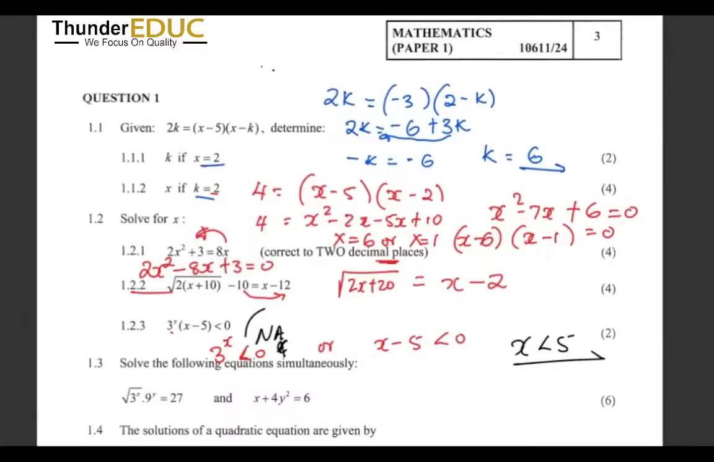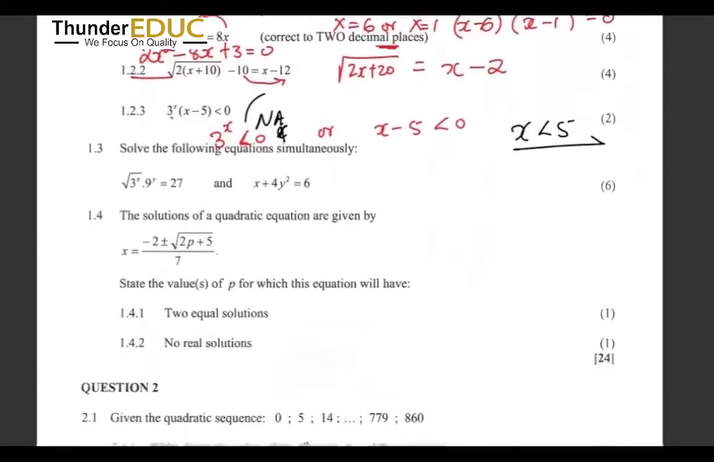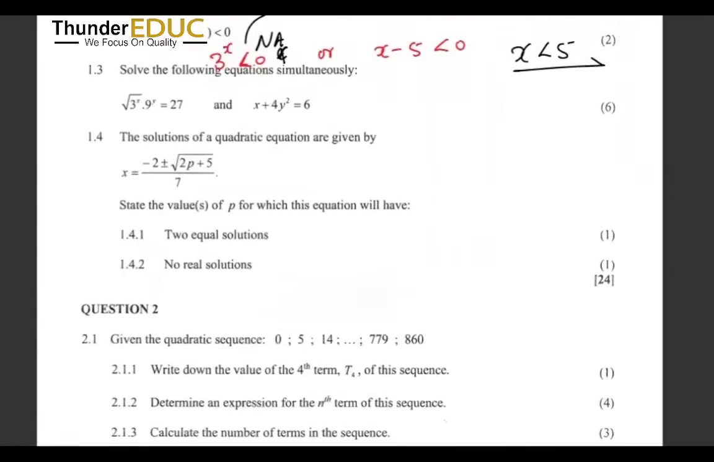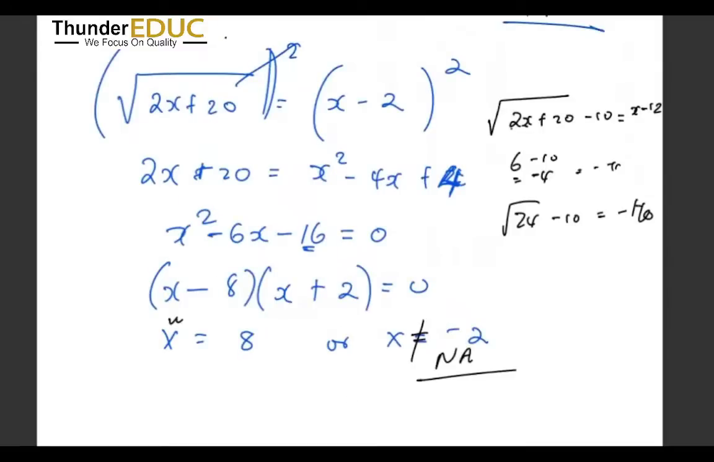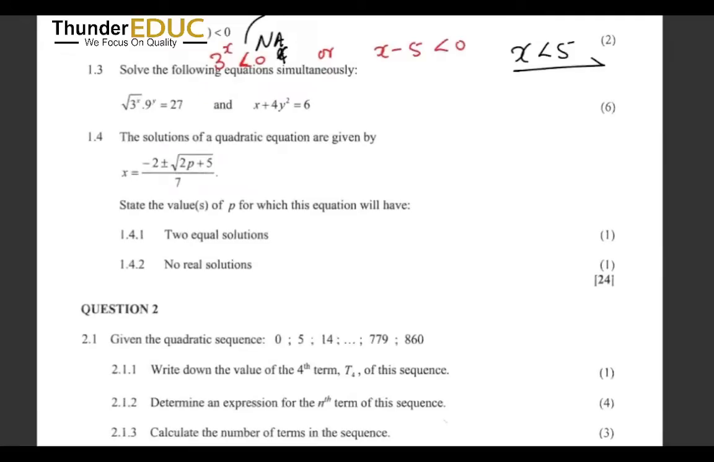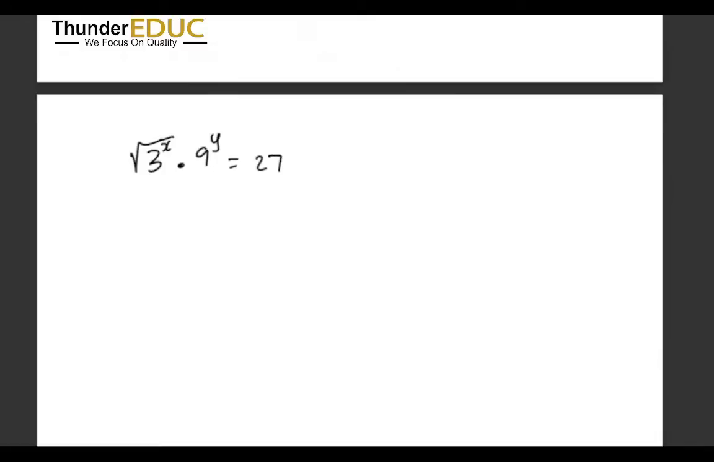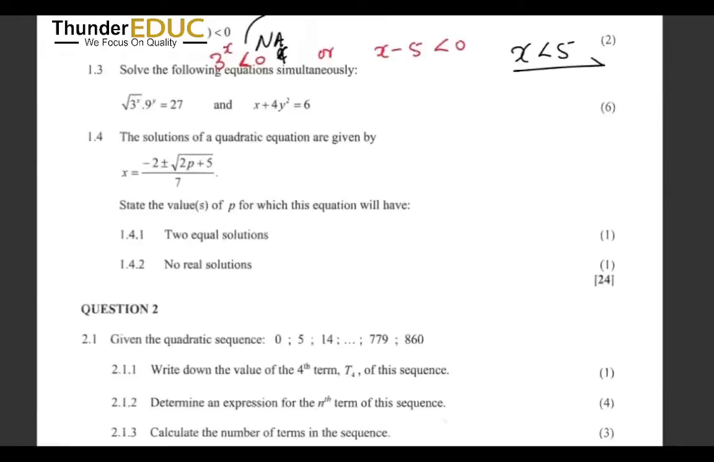All right, then 1.3. Solve the following equations simultaneously. I'll just write this on the plain page because I need more space. We have the square root of 3 to the x, multiplying it by 9 to the y, and it's giving us 27. The other equation is x plus 4y squared, and this gives us a 6.